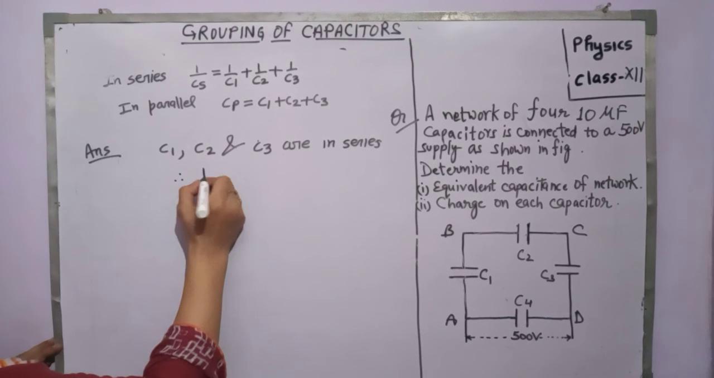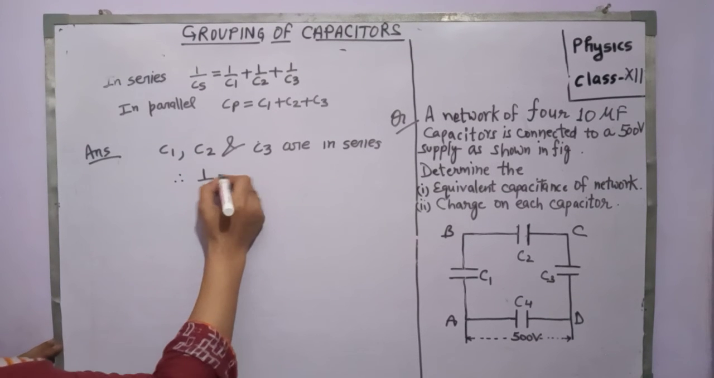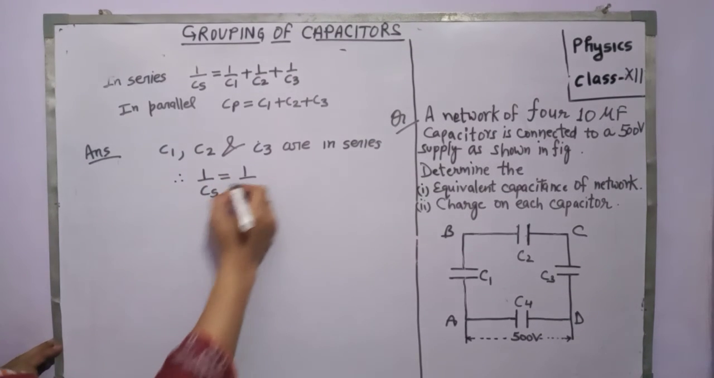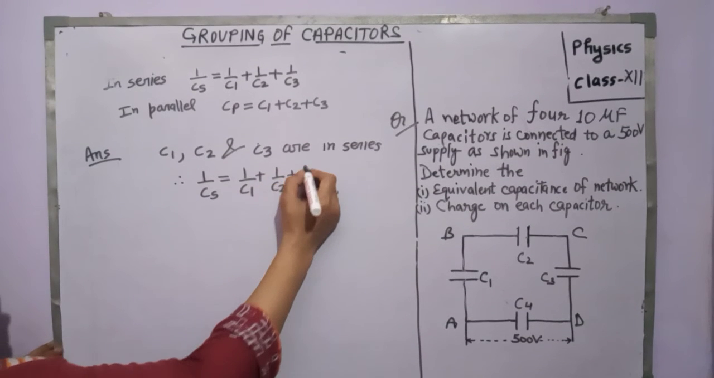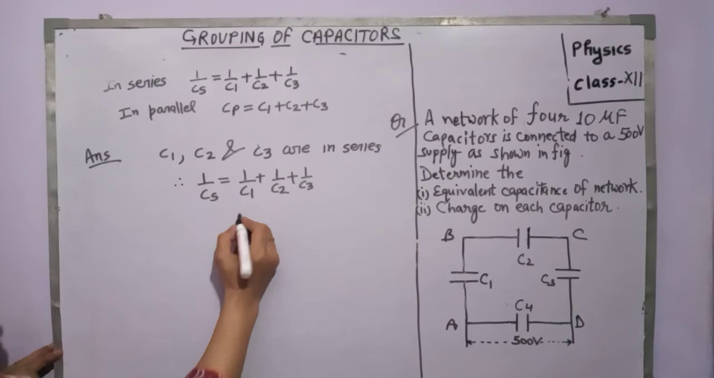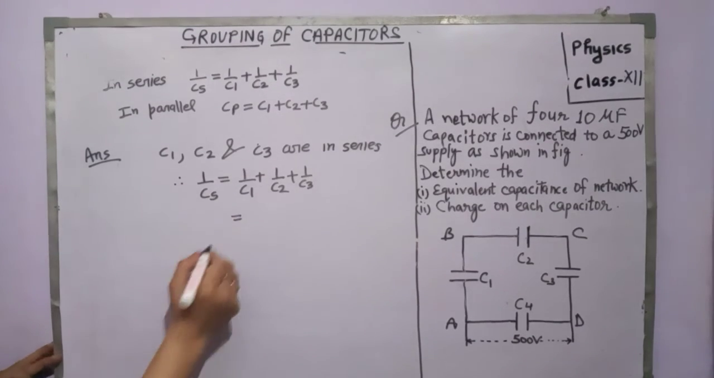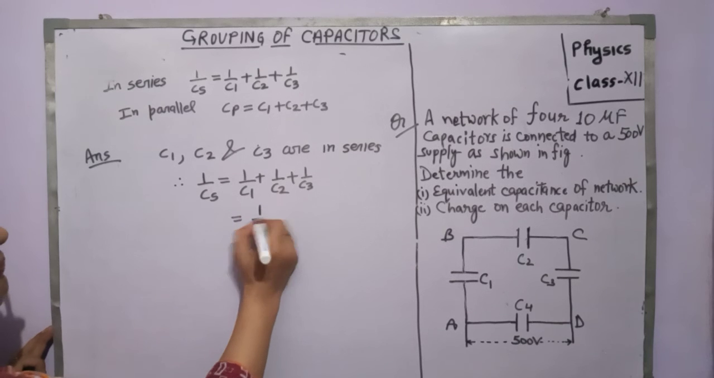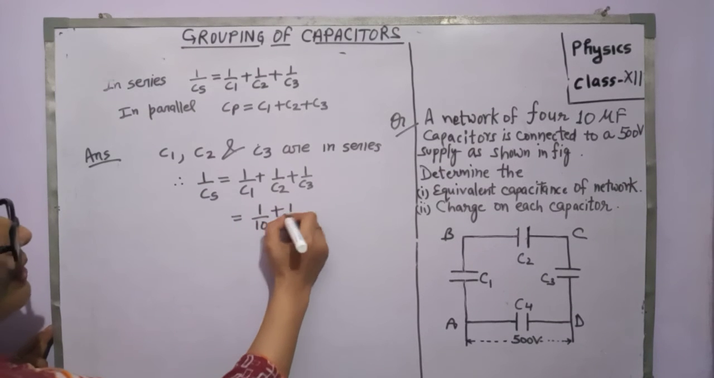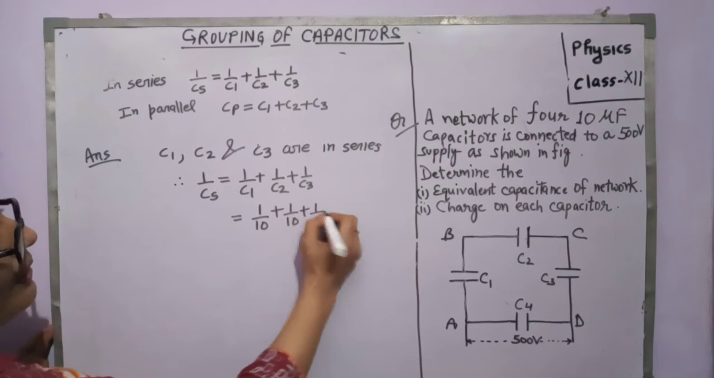Therefore 1 upon Cs is equal to, we have to first write the formula for C1. Do not substitute the value directly. First write the formula. And what is the value of C1, C2, C3? That is your 10 microfarad. We can write here 1 by 10 plus 1 by 10 plus 1 by 10.